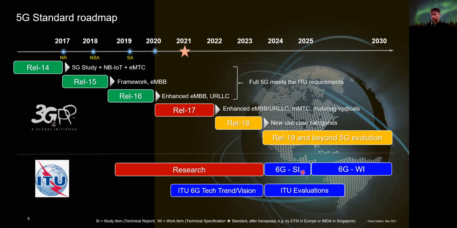We'll start in terms of study items, which are basically a summary of the potential technology consolidated in technical reports. And then we start the work items, which is about the specification work. We will then transpose those specifications to standards and launch the system by 2030.